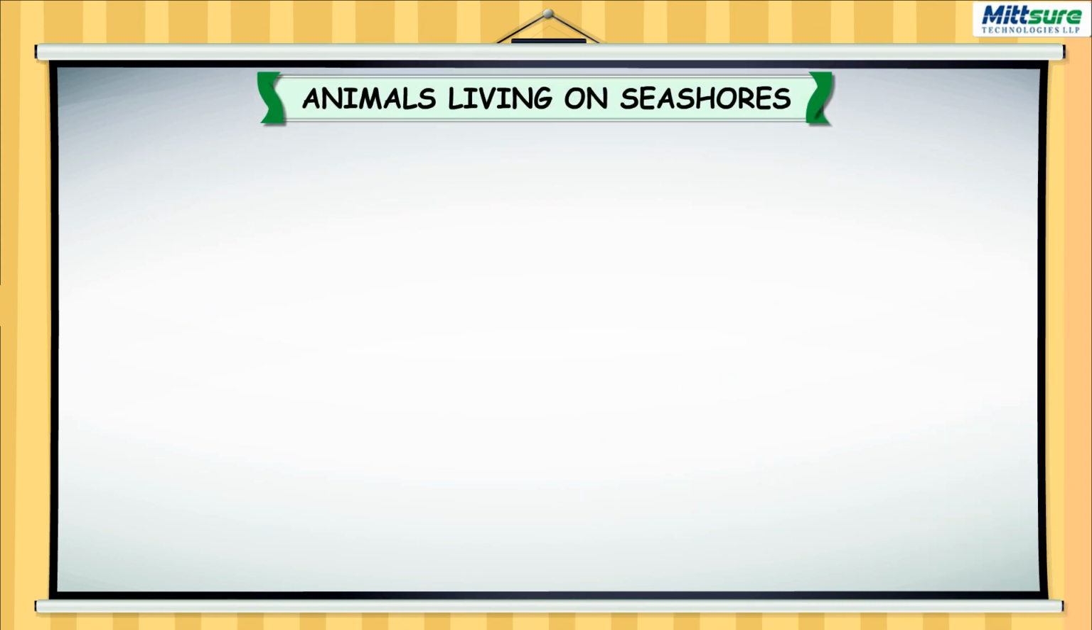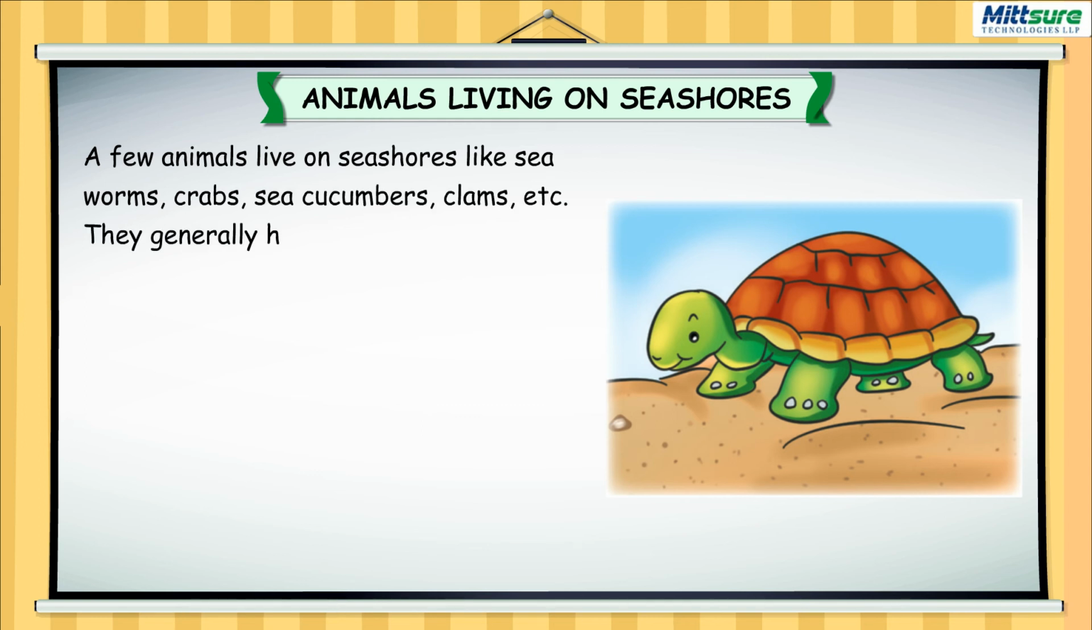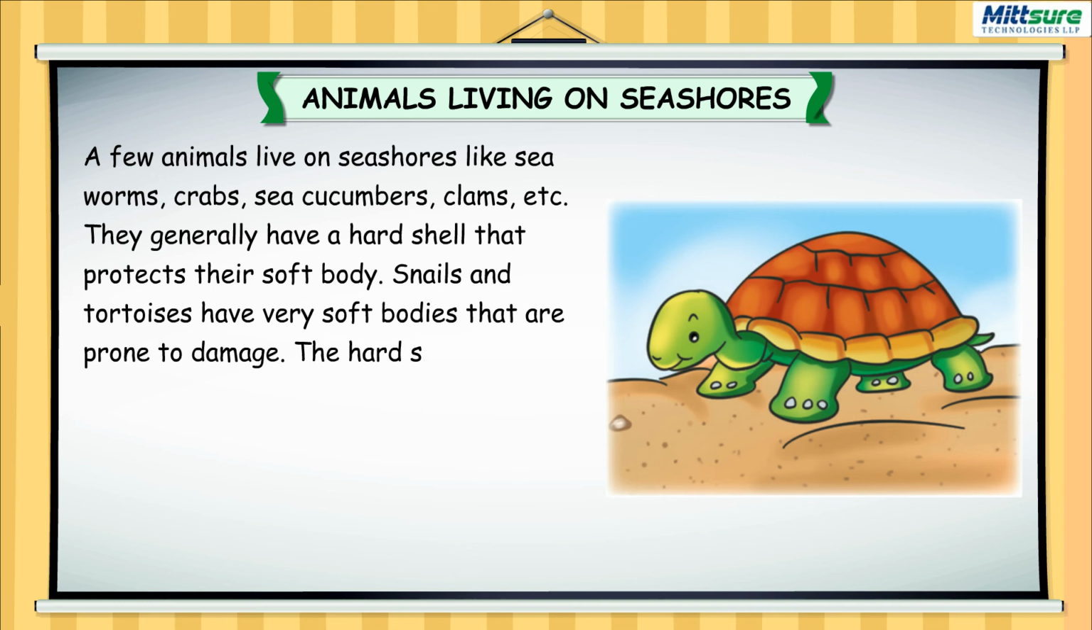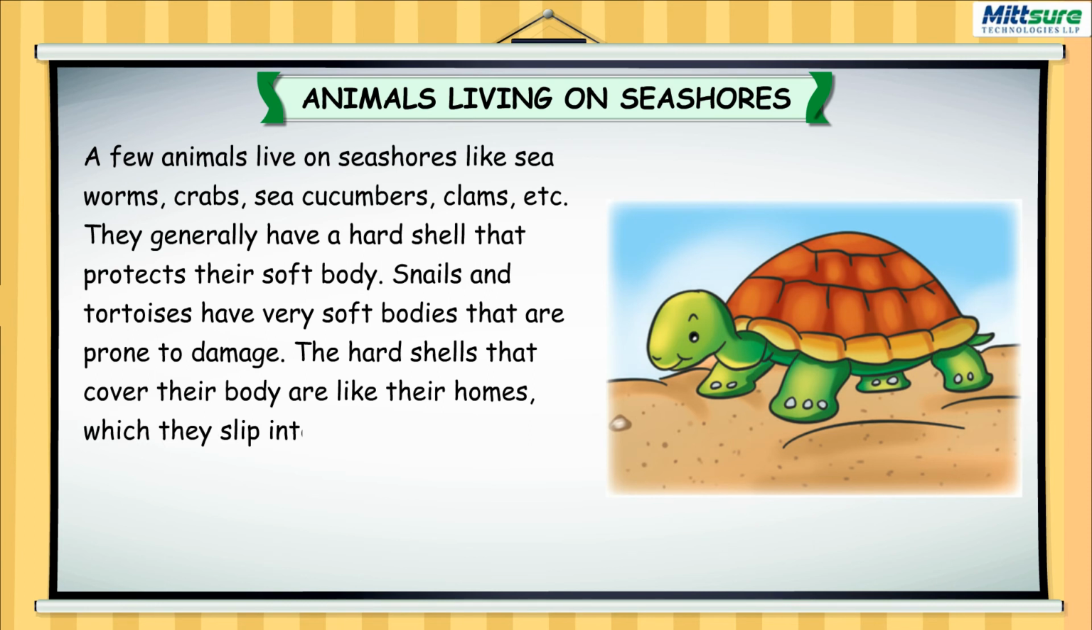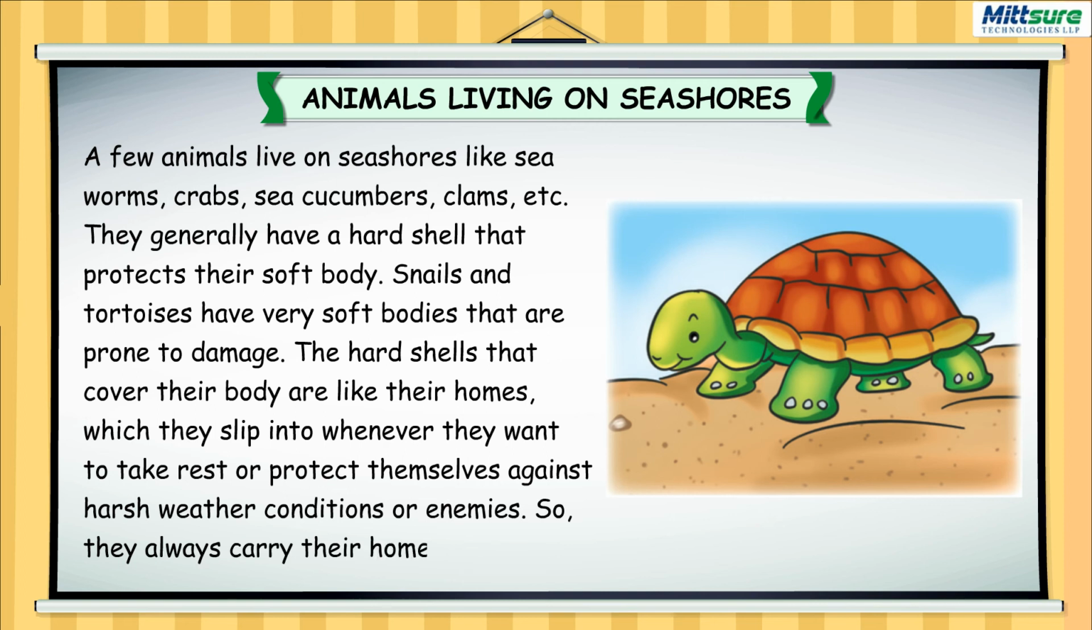Animals living on seashores. A few animals live on seashores like sea worms, crabs, sea cucumbers, clams, etc. They generally have a hard shell that protects their soft body. Snails and tortoises have very soft bodies that are prone to damage. The hard shells that cover their body are like their homes, which they slip into whenever they want to take rest or protect themselves against harsh weather conditions or enemies. So they always carry their homes with them.